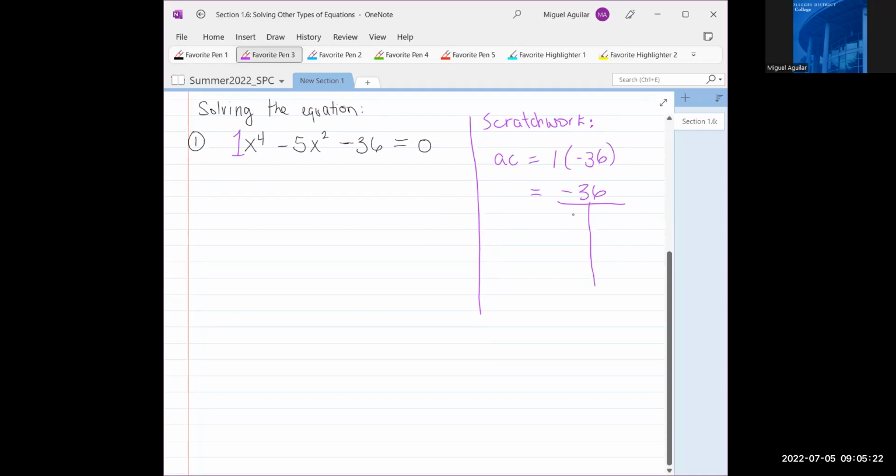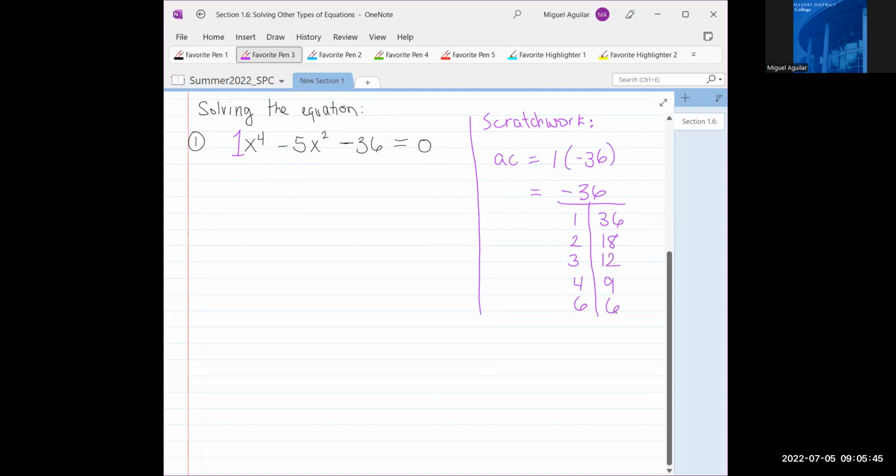So the factors of negative 36, just ignoring the negative sign for a second: 1 and 36, 2 and something, right? 2 and 18, 3 and something else, 3 and 12, 4 and 9, and then we get to 6 and 6.